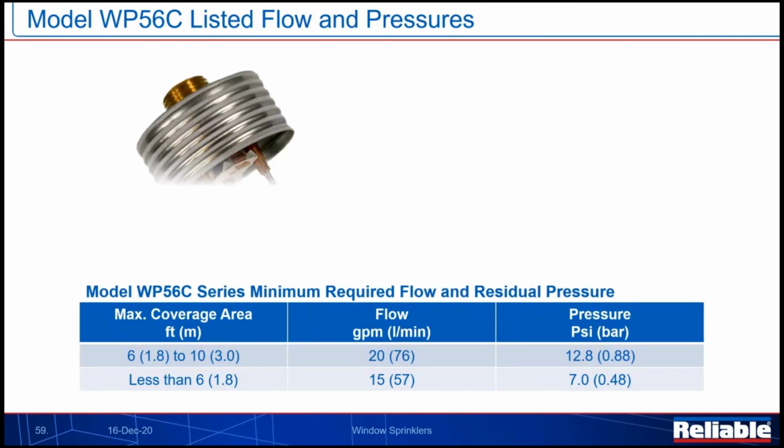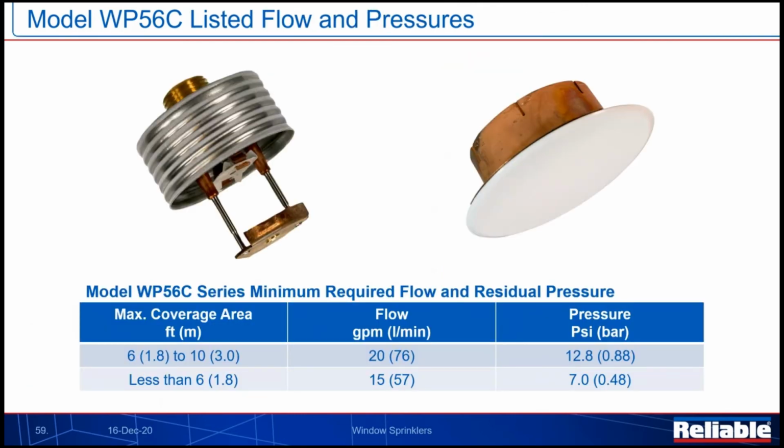Let's look at the listed flow and pressure for these products. There's actually 2 listings, and it's based upon the coverage area of the product. If you're able to do a coverage area that's 6 foot to 10 foot, the flow rate is 20 gallons a minute. And if it's less than 6 foot, it's going to be 15 gallons a minute.